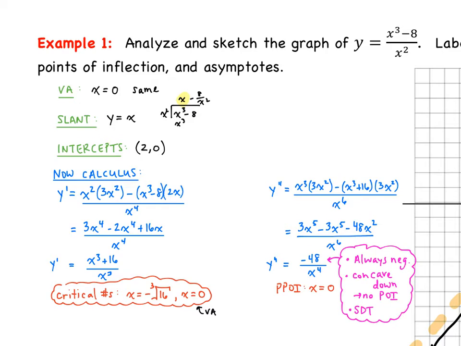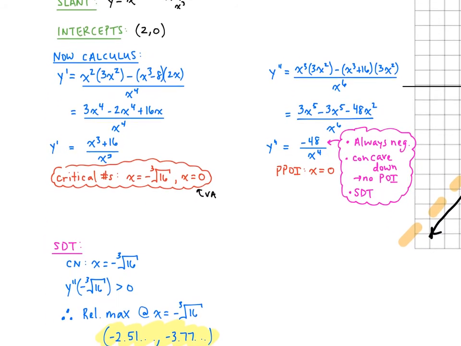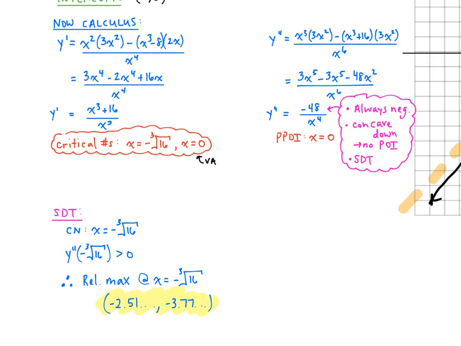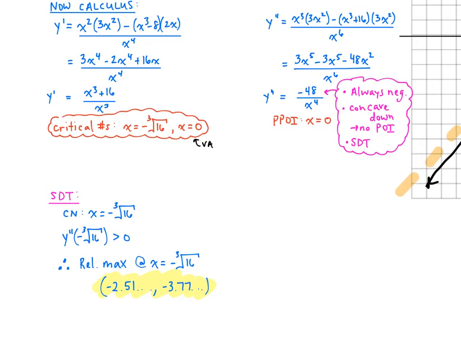So now what we need to do is plug our critical number of negative cube root of 16 into our second derivative. Okay, now we know that it's going to be negative because we already talked about that. So to apply the second derivative test, we take the critical number that we found, we plug it into the second derivative. This is going to be less than 0.